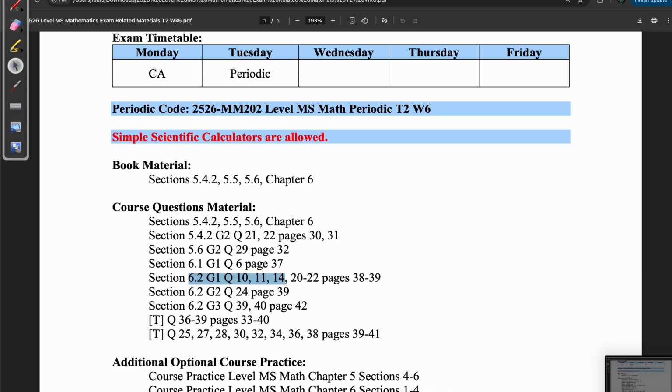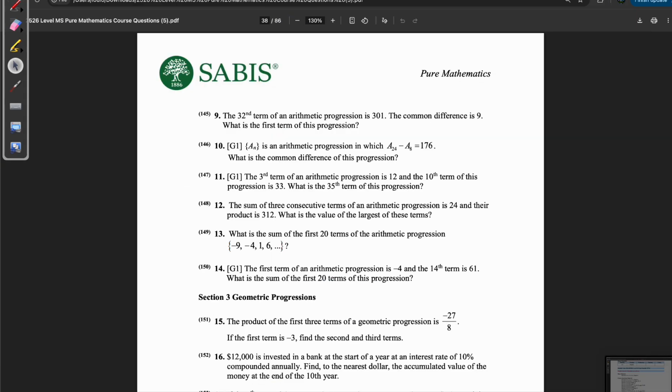So now we are going to be moving on to 6.2, question 24, page 39.